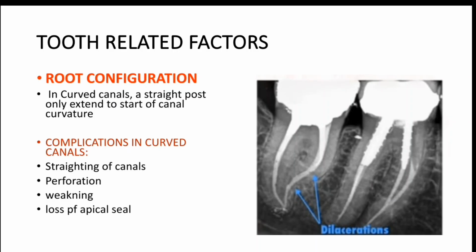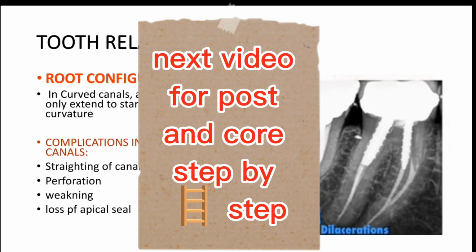Next tooth related factor, another important one, is root configuration. In curved canals, a straight post only extends to the start of the canal curve, so it is a complication. We have to straighten the canal, and there is more chance of perforation, weakening of the root, and thus the apical seal may also be lost.